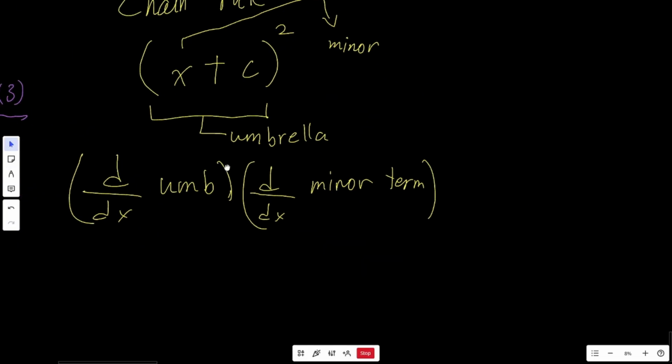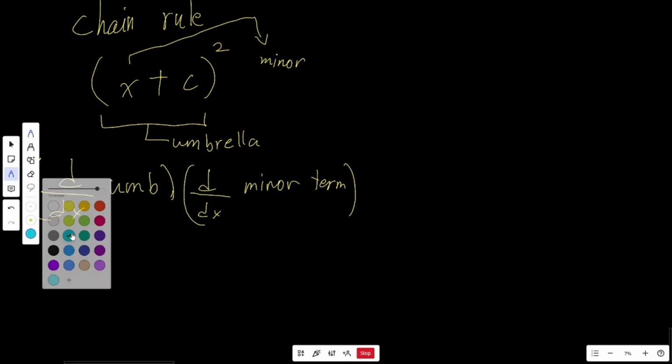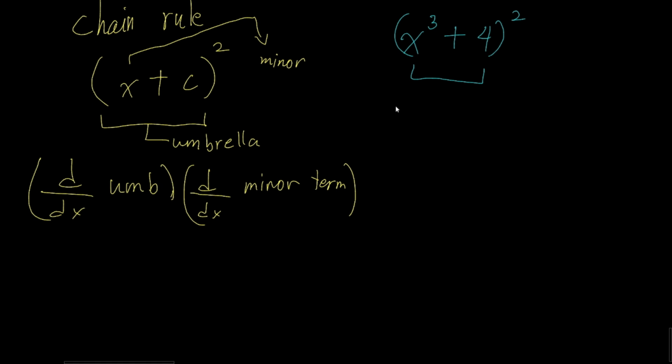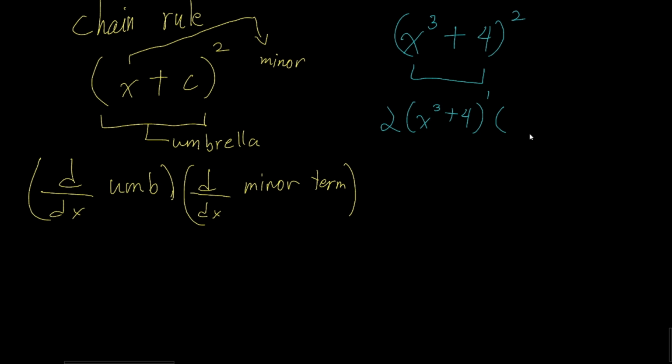So let's try an example of this. What we can use here is x cubed plus 4, squared. Okay, so first thing that we're going to do is derive the umbrella term. We'll use the power rule. So we'll treat this all as one function, and we'll get 2 times x cubed plus 4 to the power of 2 minus 1, which is just 1. We're going to multiply it by the derivative of the inside function, which is 3x squared.